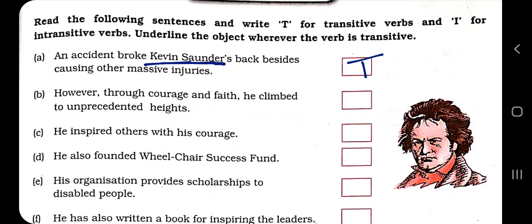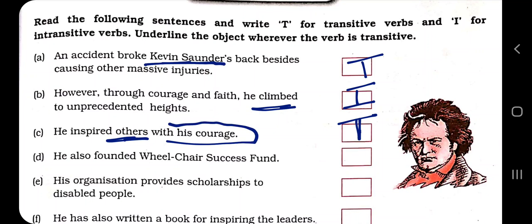However, through courage and faith, he climbed to unprecedented heights. Through courage and faith, he climbed. This is verb and there is no object, so it is intransitive. He inspired others with his courage. So here it is object and it is transitive. And this is what? Complement. This is object complement. He also founded Wheelchair Success Fund. So founded, this is verb and this is object, so this is transitive.